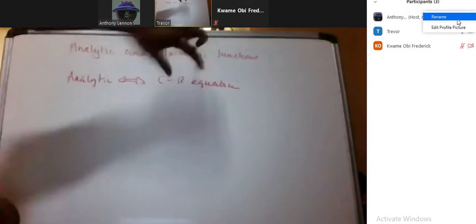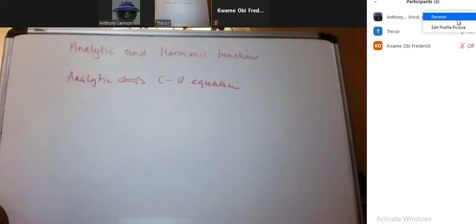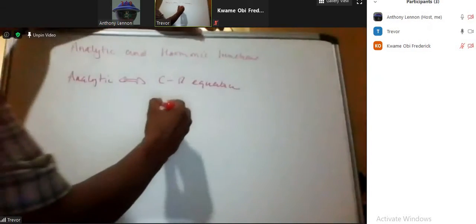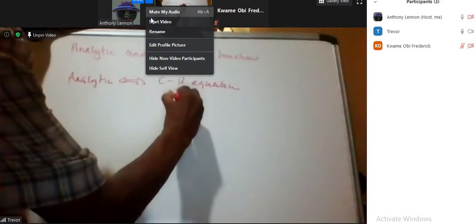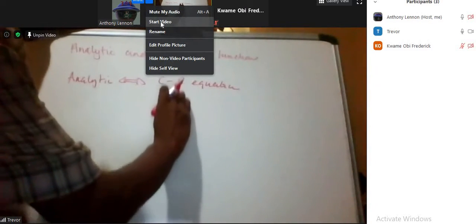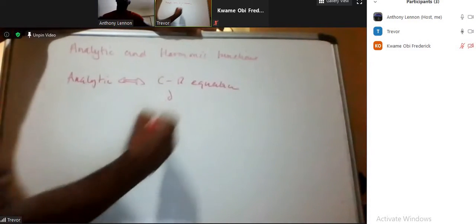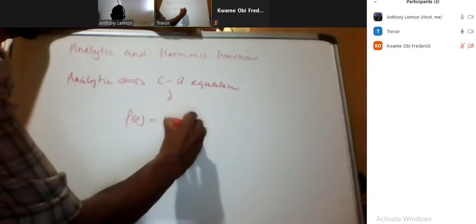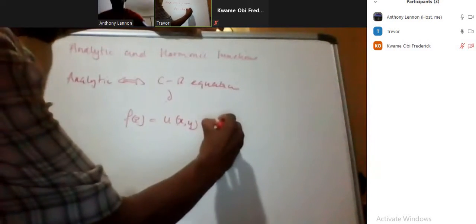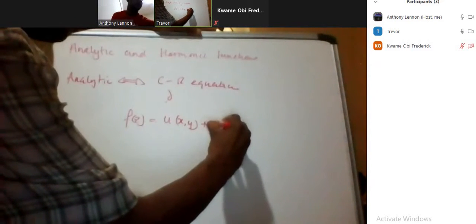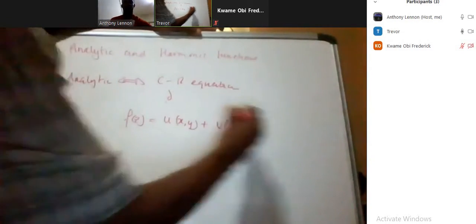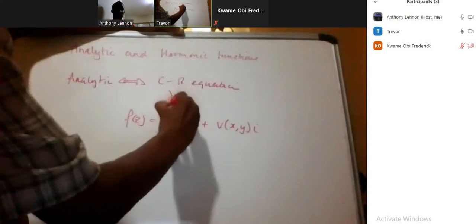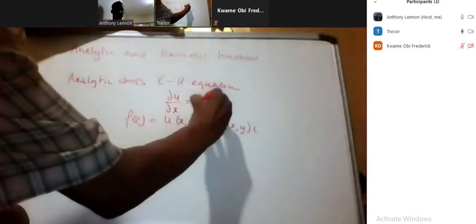Analytic means CR equations. Again, I keep writing them down, and if you keep writing them down, all of a sudden they go in your head and you realize that you don't have to worry too much. This means, sorry, never start with that. Always start with, that means f of z is equal to u of x and y plus v of x and y i. And this also means that you differentiate du dx is equal to dv dy.